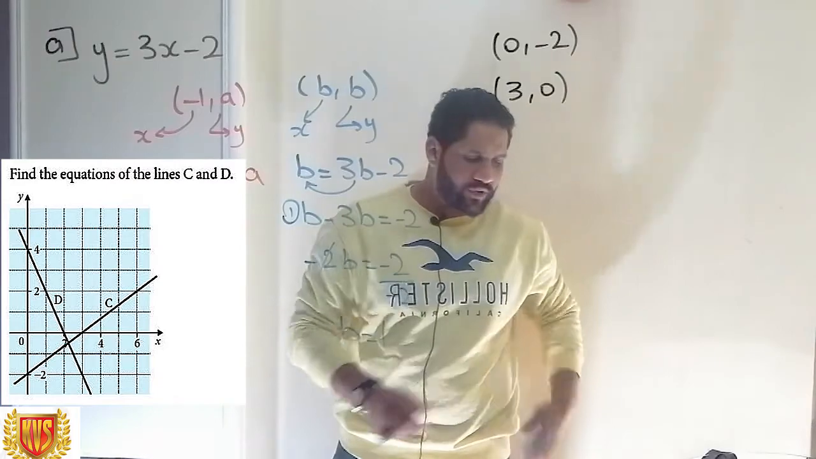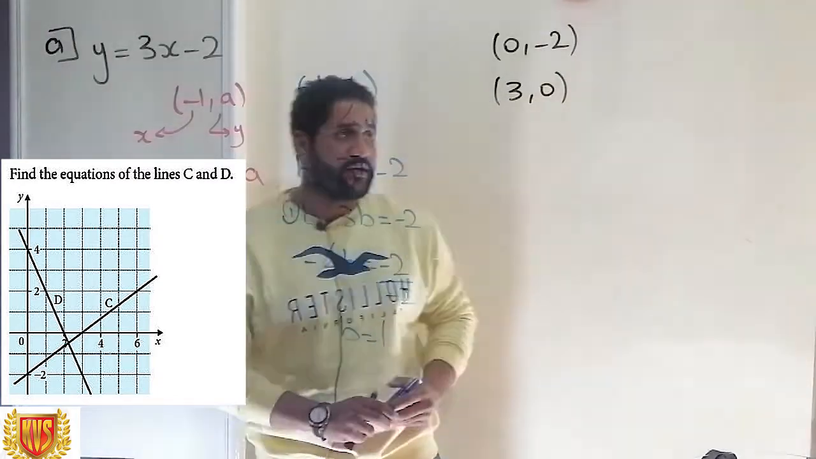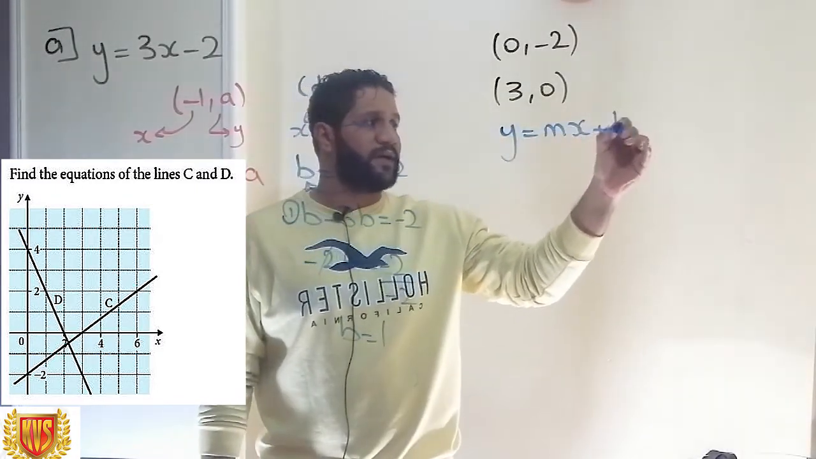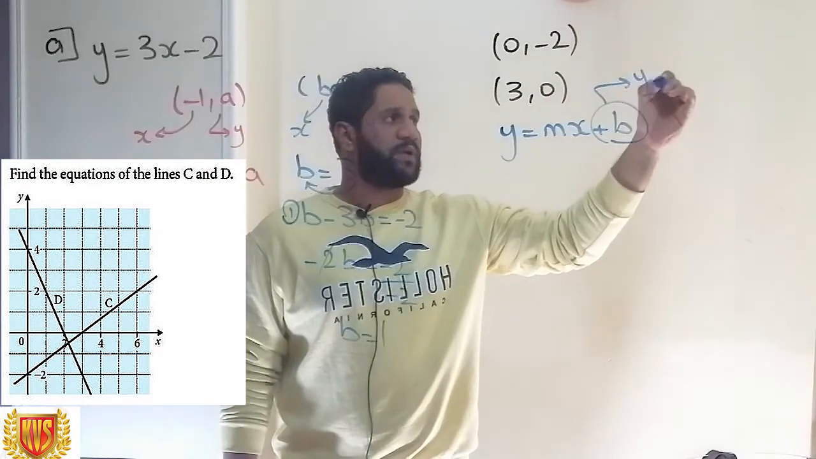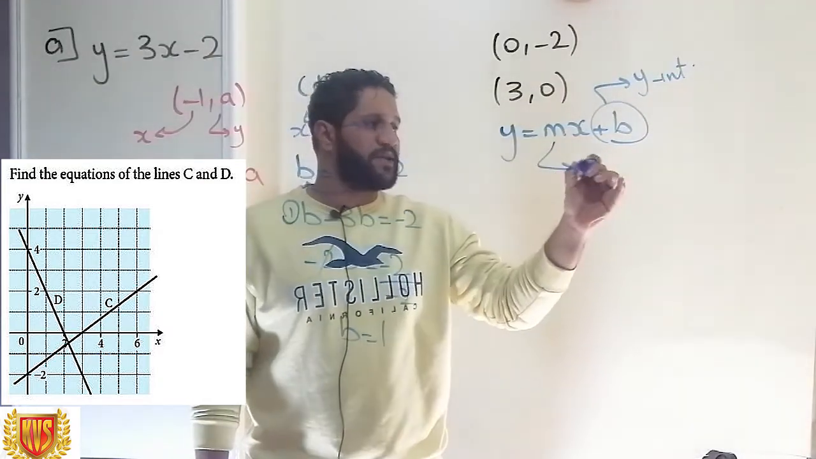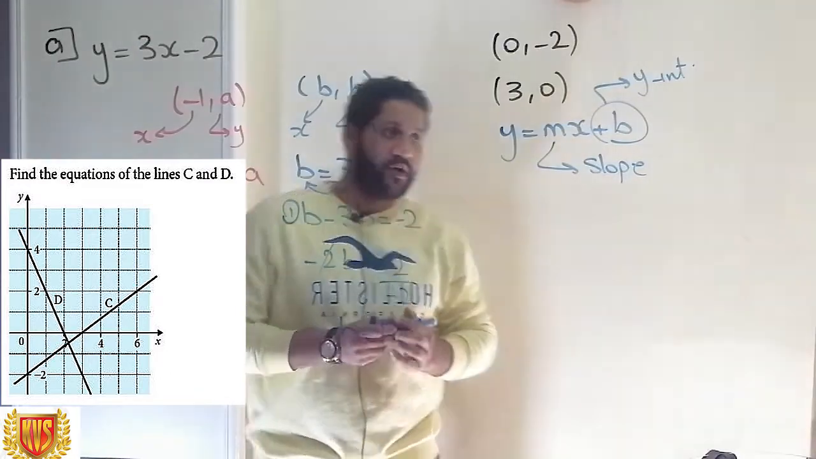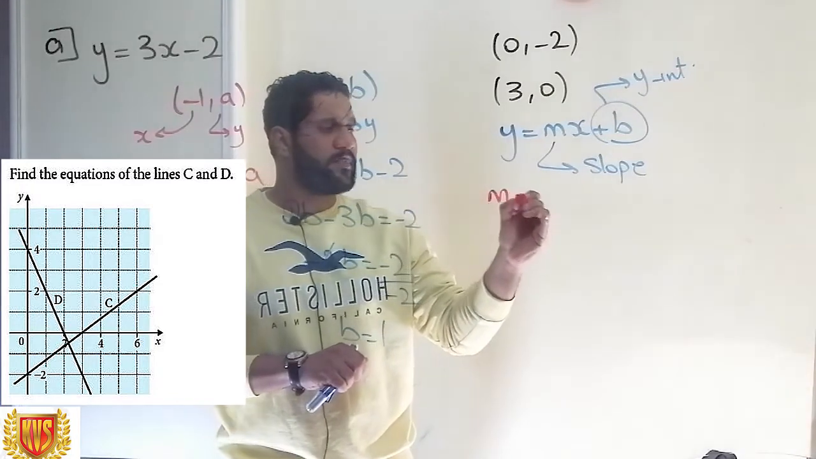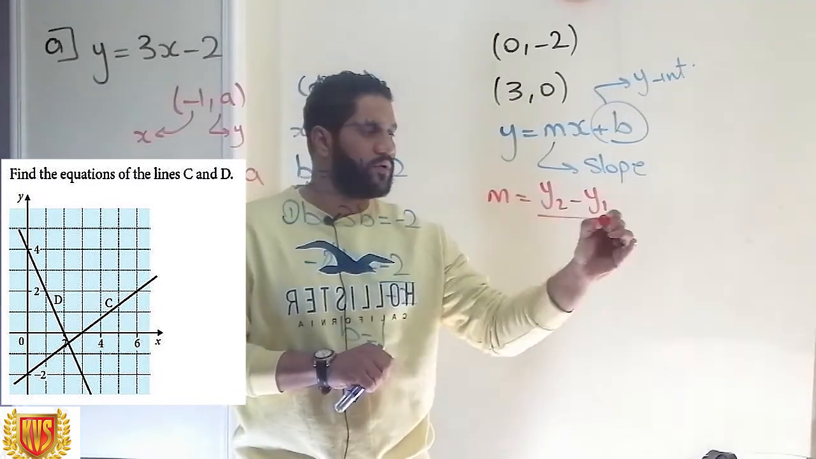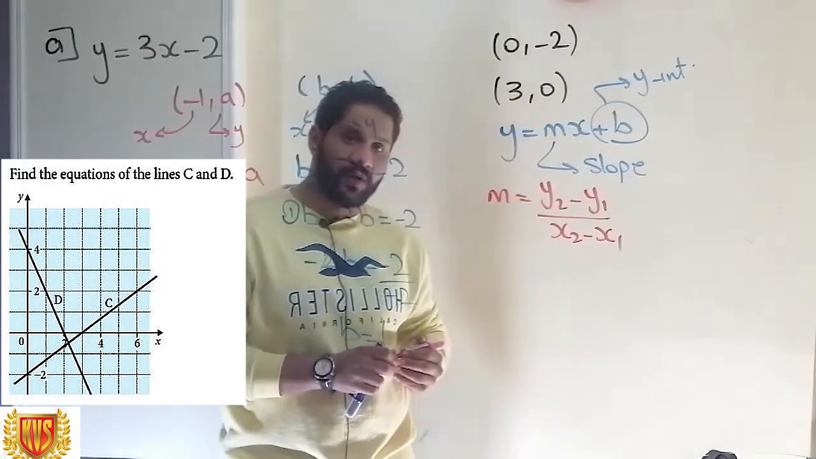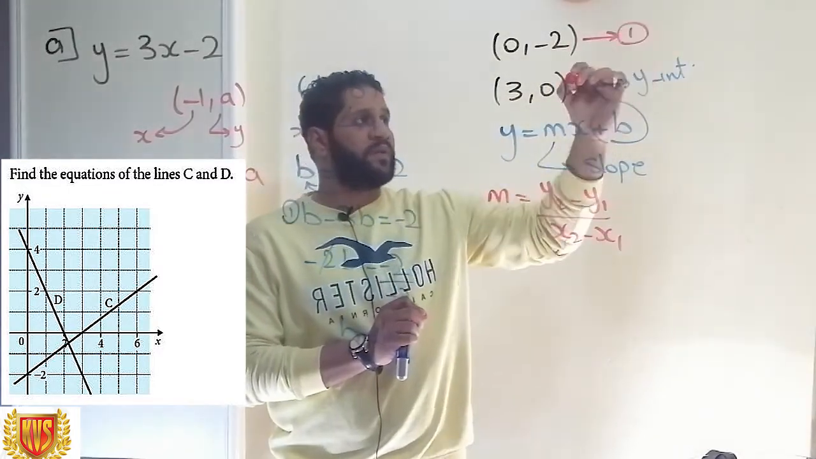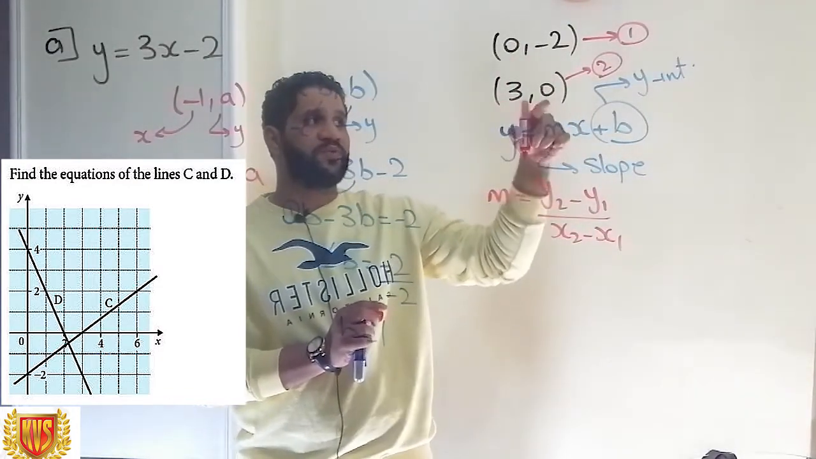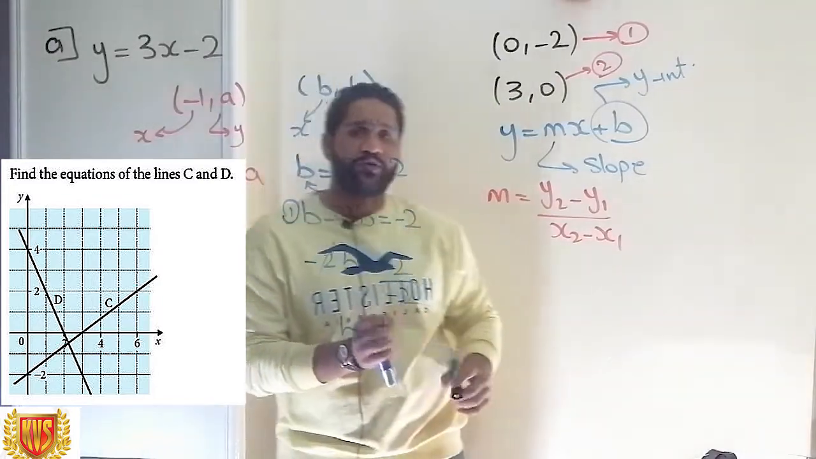Okay, let's memorize how to get the equation of a straight line. I know that the equation of a straight line has a rule, which is that y equals mx plus b. b is my y-intercept, and m is my slope or gradient. How can I get the gradient when I have 2 points? I have a rule that m equals y2 minus y1 over x2 minus x1. I will label this point 1 and this point 2.